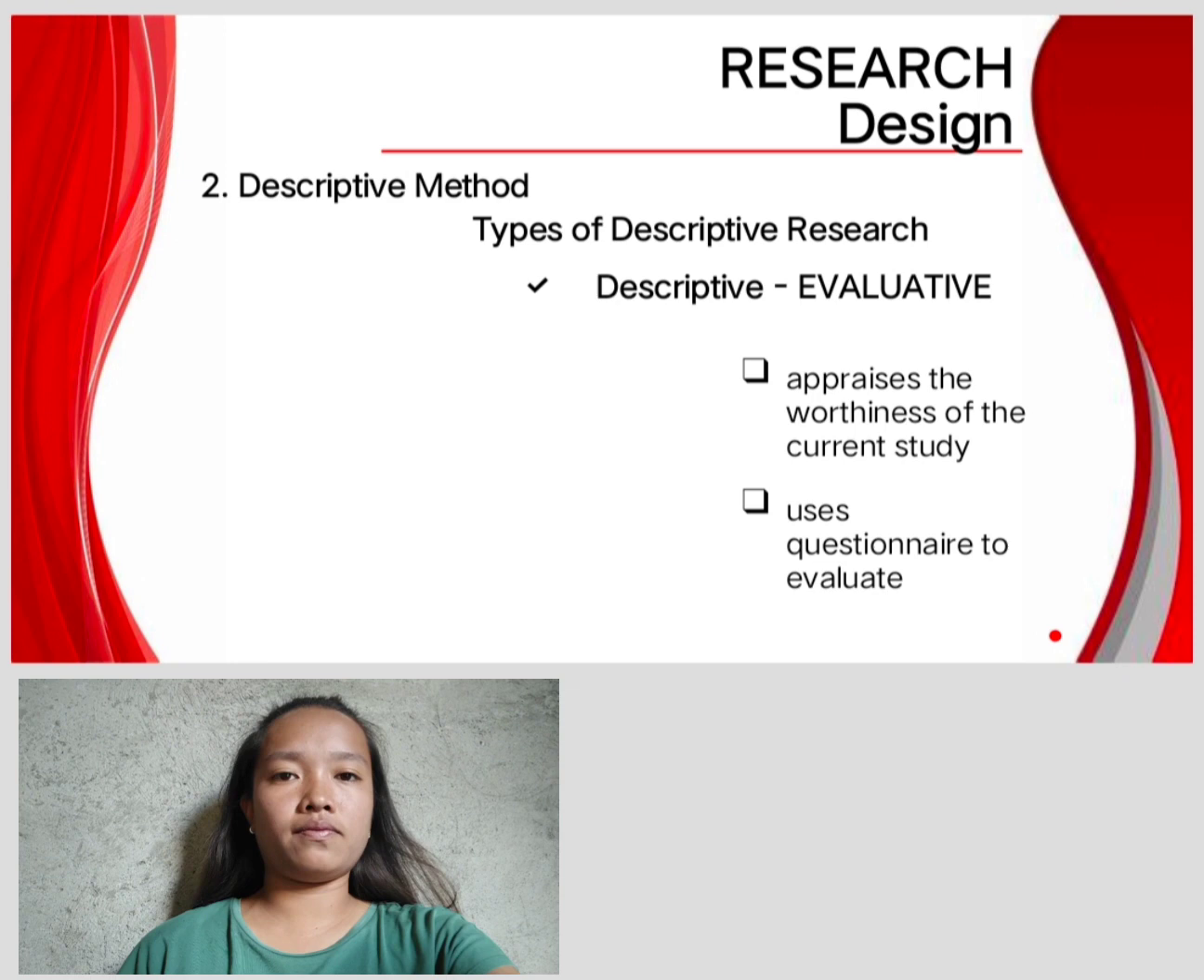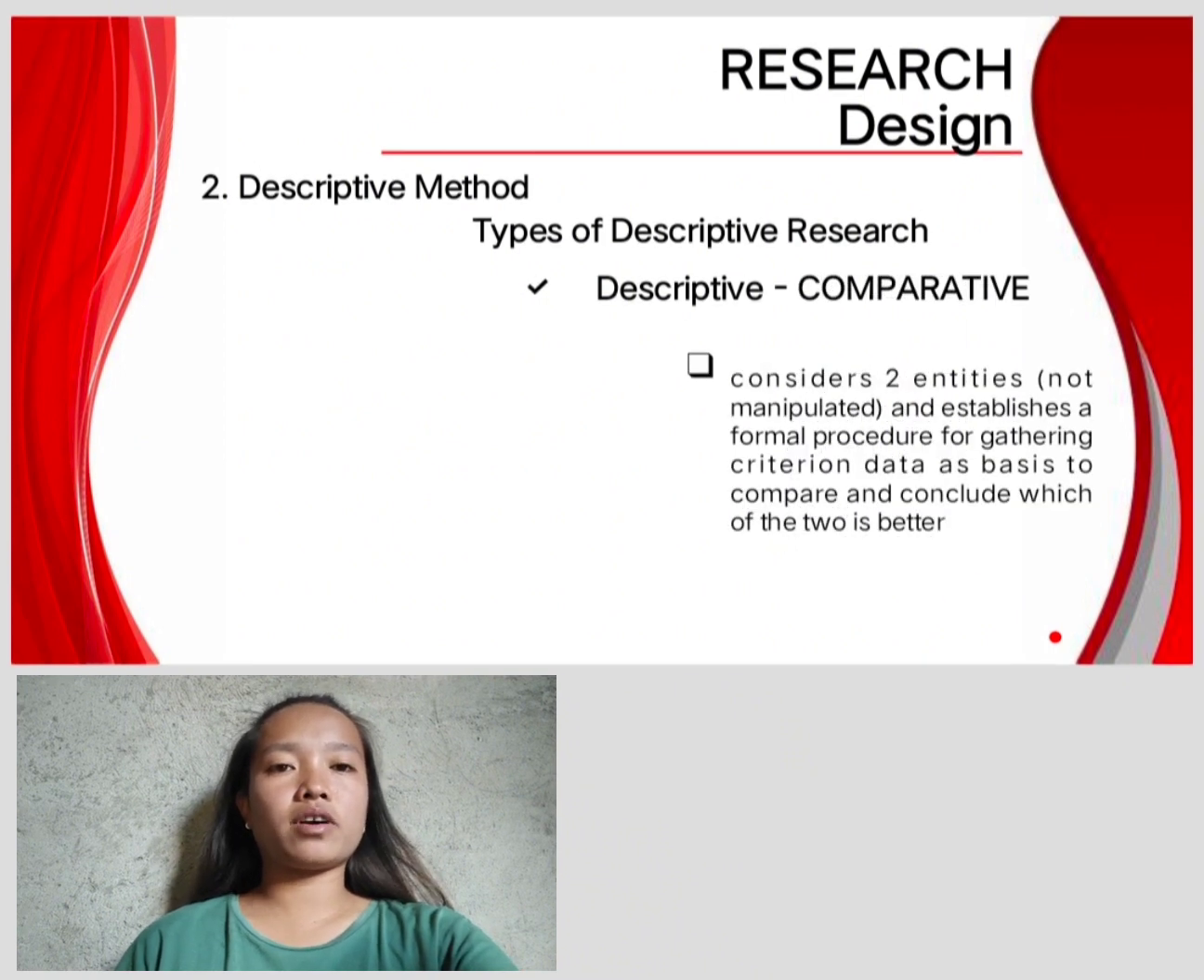Descriptive evaluative appraises the worthiness of the current study. It uses a questionnaire to evaluate. Descriptive comparative considers two entities that are not manipulated and establishes a formal procedure for gathering criterion data as a basis to compare and conclude which of the two is better.